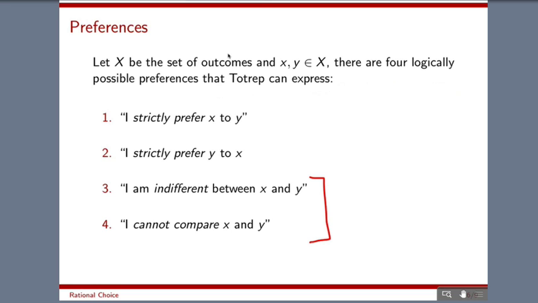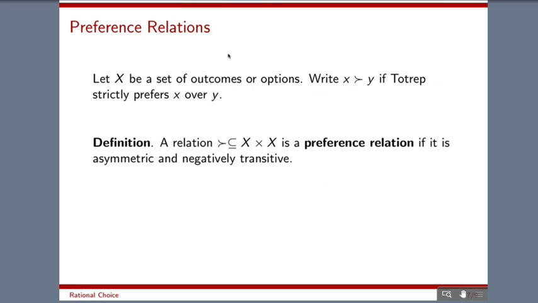So one of the assumptions we're going to make is that our agent Totrep always expresses a preference. He never will lack a preference between X and Y. So we're just, by assumption, going to rule out this fourth response. He will never be able to say, I don't have enough information to compare these two options. Actually, we'll get back to this throughout the semester, so just keep this in the back of your mind. So now we can define what a preference relation is.